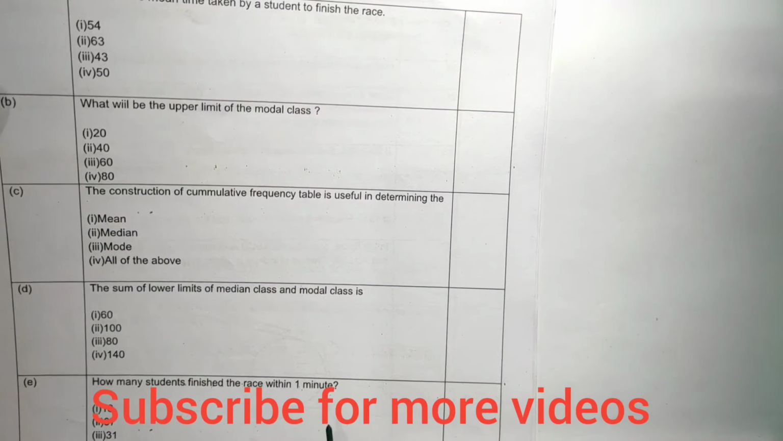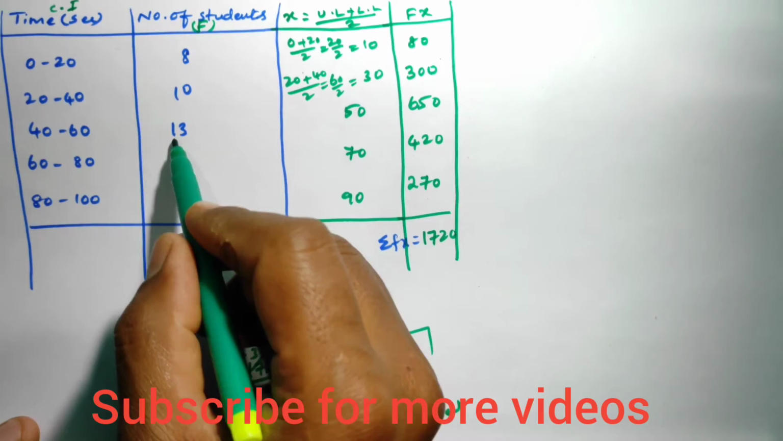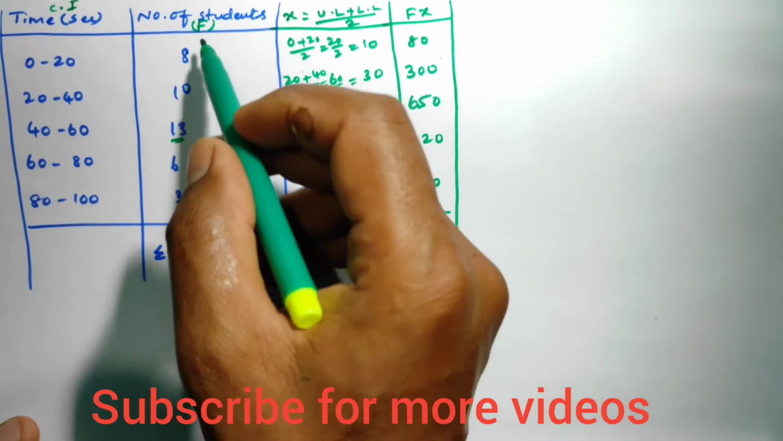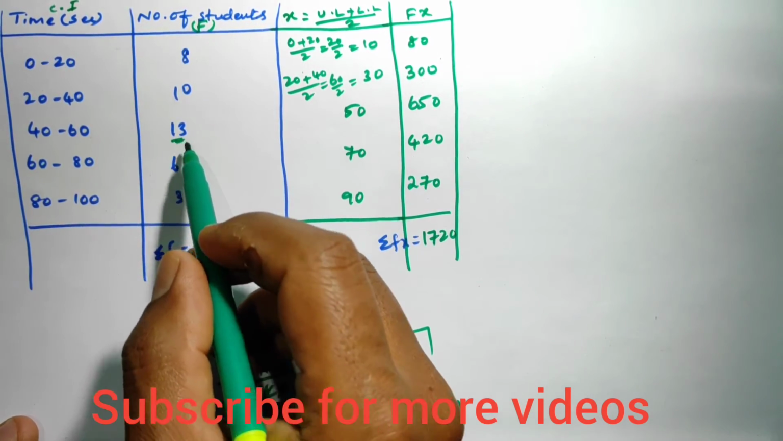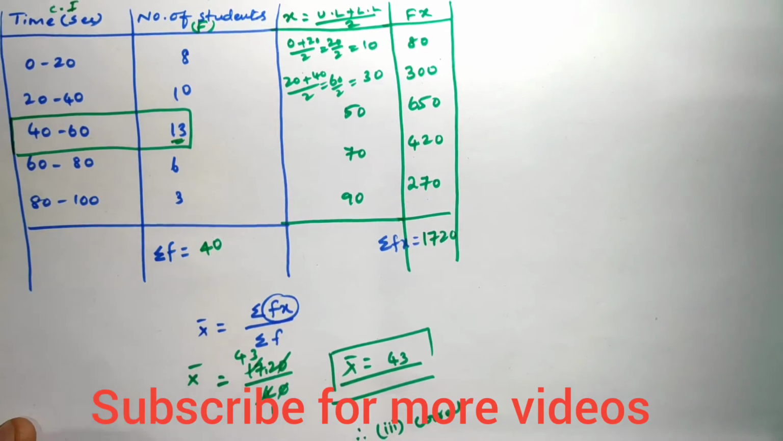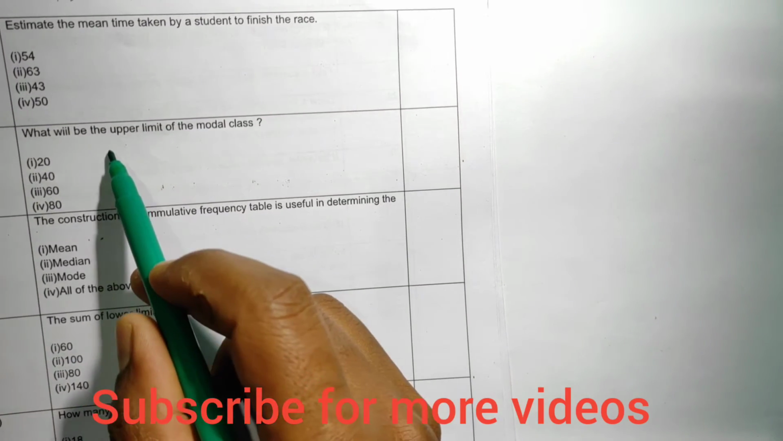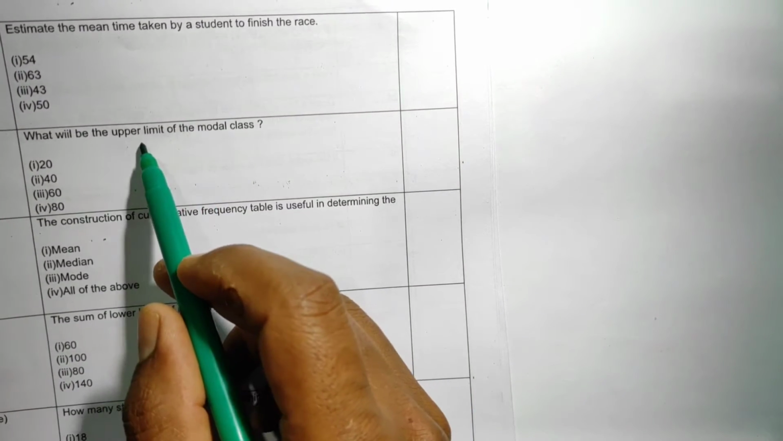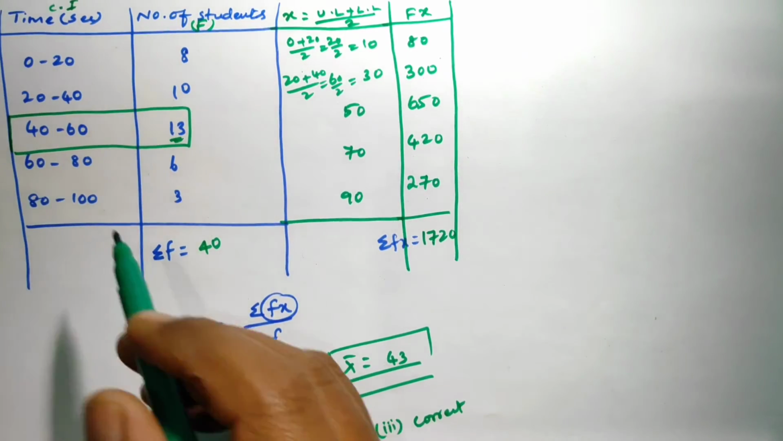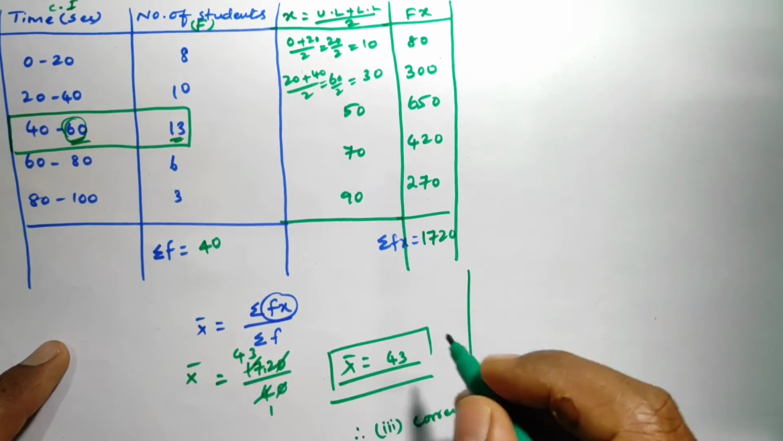So we have to calculate the modal class upper limit. Actually, when we are finding the mode, we have to calculate the modal class. How will we choose the modal class? The highest frequency is the modal class. See, in the frequency the highest is 13 only, so this will be the modal class. They are asking what will be the upper limit of the modal class? Upper means the greater number. In this, the upper limit is 60. So 60 is the answer.